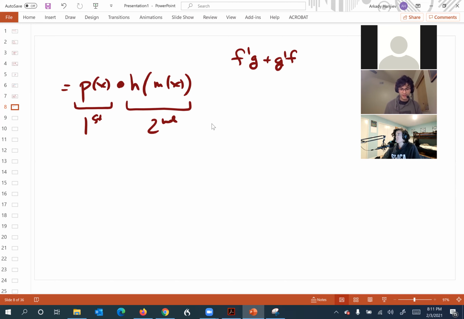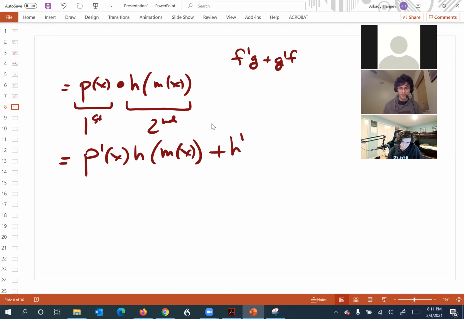So then that would be the derivative of p of x, and then you would just put h of m of x. And then plus, you have to apply the chain rule because you have to take the derivative of h of m of x. Okay, that makes sense. That helps a lot.